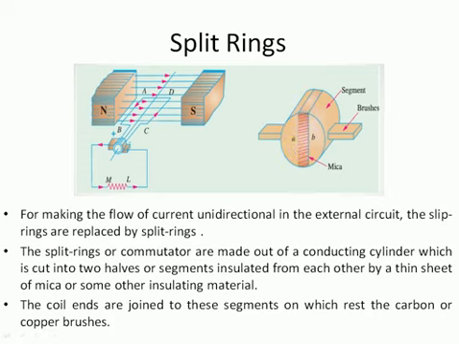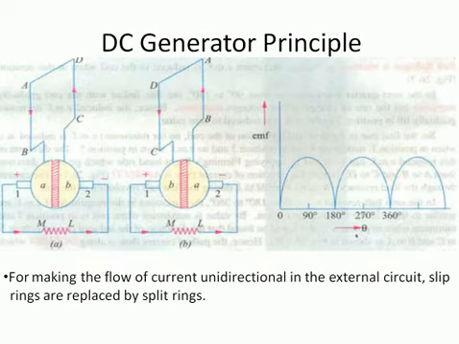The split ring will be attached along with the shaft of rotation. So whenever this coil rotates, the split ring also rotates along with it. These are the brushes which are connected to the split rings. Now let's see how the split rings convert the AC induced EMF in the coil into DC. For that, you can look into these two diagrams.